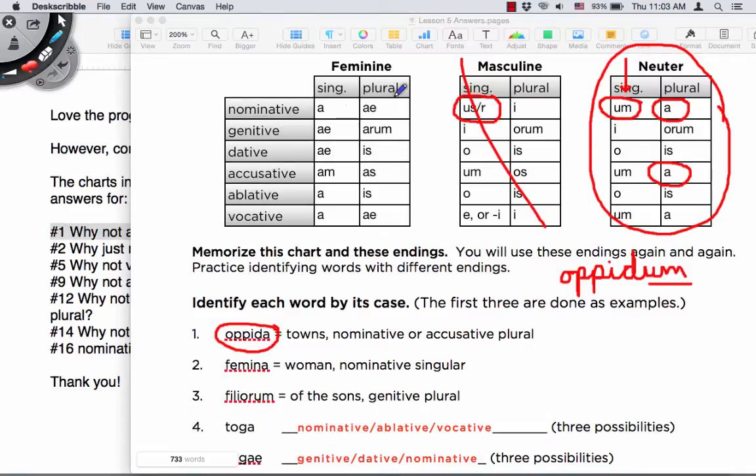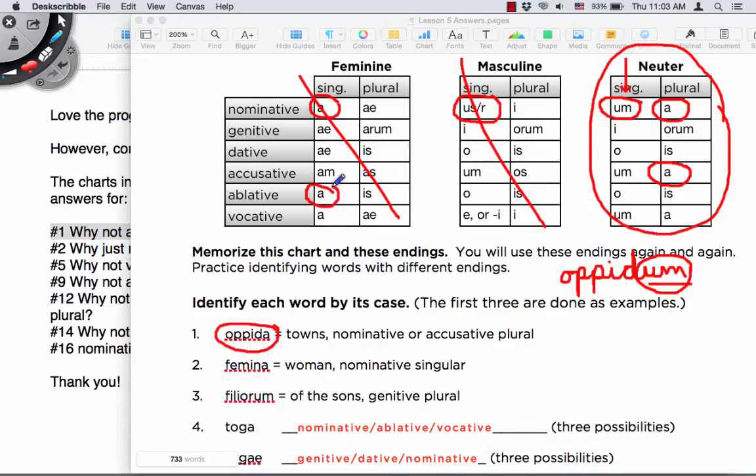Now here's where probably some of the confusion comes in. It looks like oppida might actually be a feminine word, but it isn't. Because the nominative form of town is oppidum, this is the only box that is possible. This one is also out. So it can't be ablative.